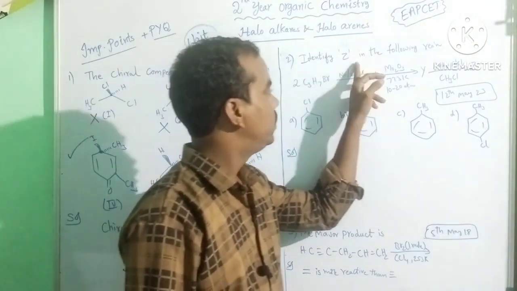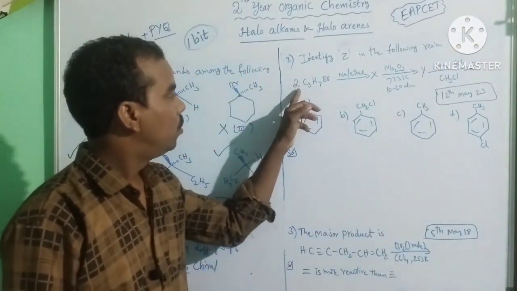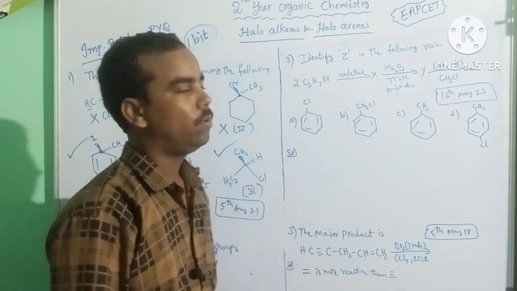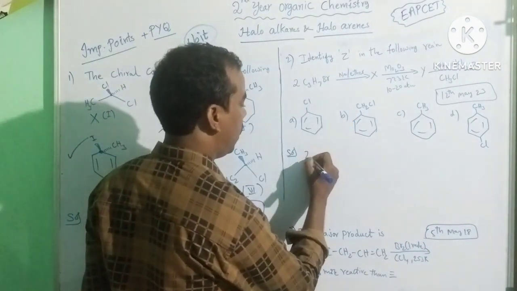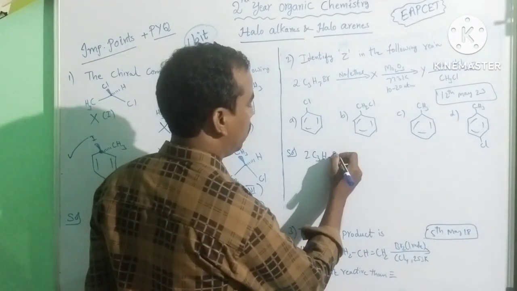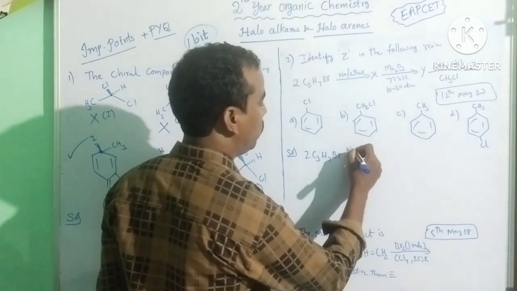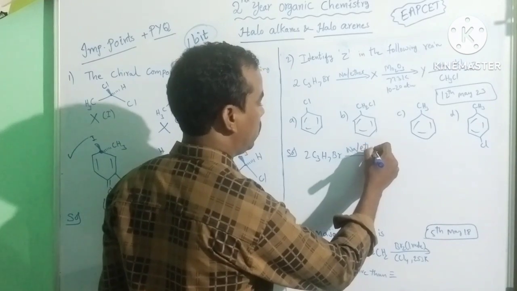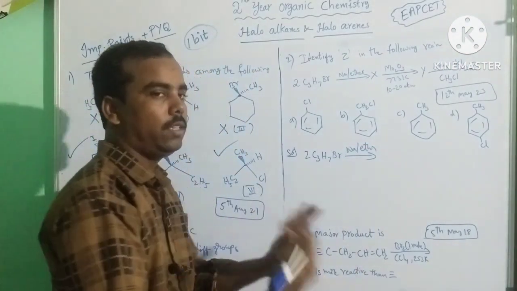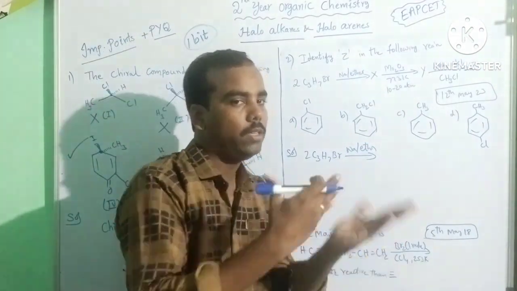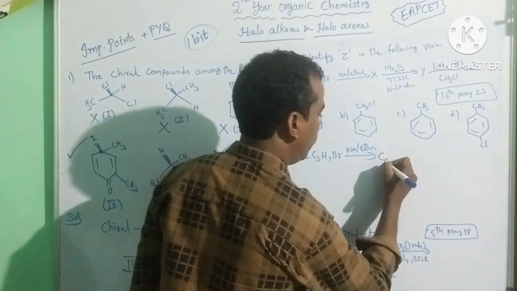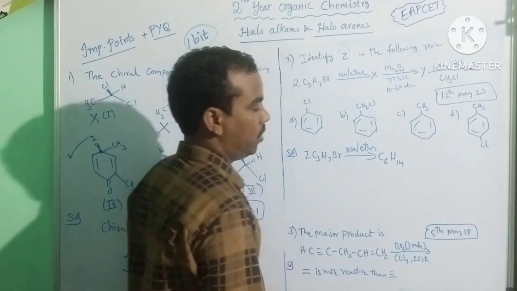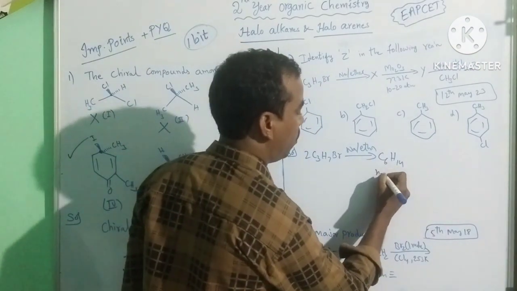Next, identify Z in the following reaction. 2 C3H7Br in the presence of sodium and ether, 2 moles of C3H7 alkyl halides. When alkyl halides react with sodium and dry ether, it is a Wurtz reaction. One alkyl group combines with another alkyl group and forms C6H14. So n-hexane is formed.